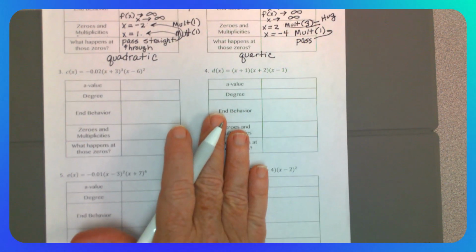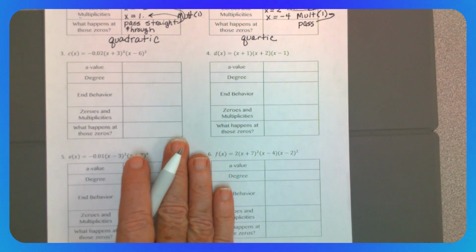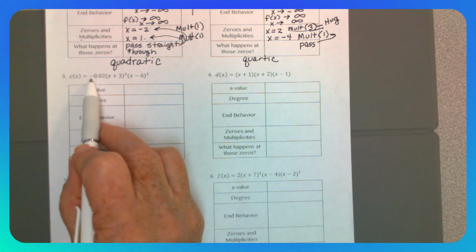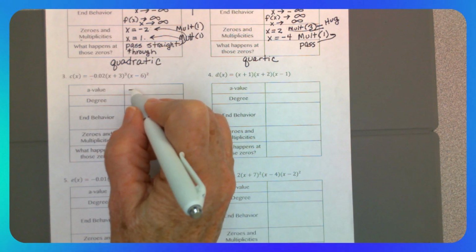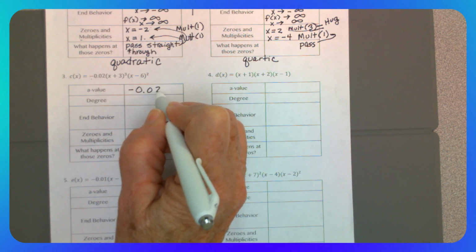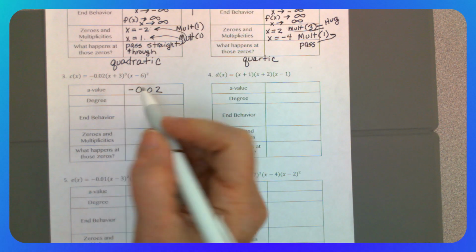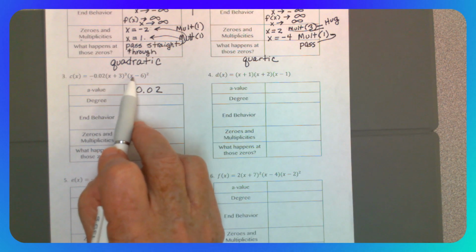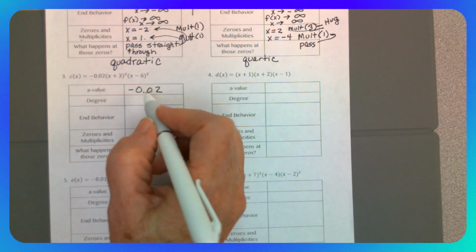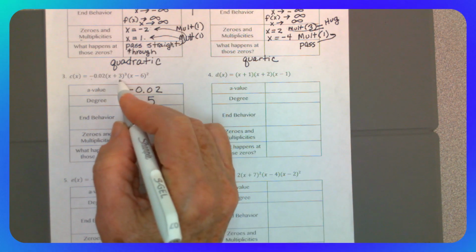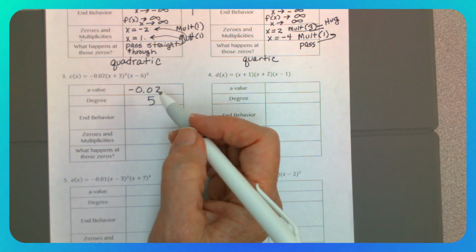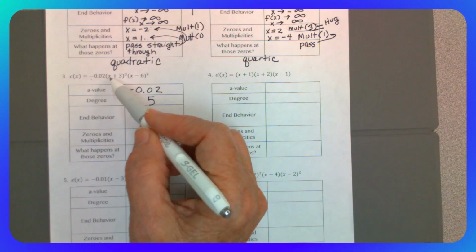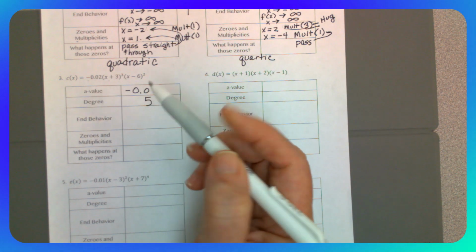All right, now let's go to question number 3. So for question number 3, our a value this time is negative 0.02. Okay, so it's negative this time. And the degree, look at your binomials. Look at what you're multiplying. I've got 3 here and 2 here. So when you expand it, the leading term is going to be an x to the 5th.